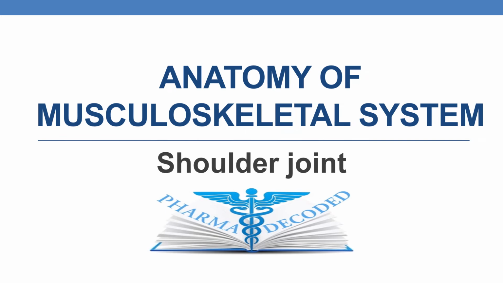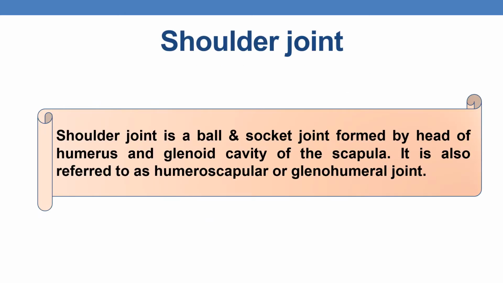Hello everyone, now let us discuss the anatomy of the musculoskeletal system, shoulder joint. So what is the shoulder joint? The shoulder joint is a ball and socket joint formed by the head of the humerus and the glenoid cavity of the scapula. It is also referred to as the humeroscapular or glenohumeral joint.